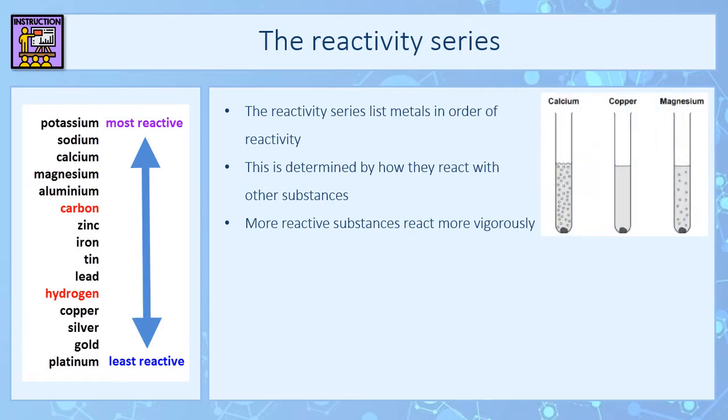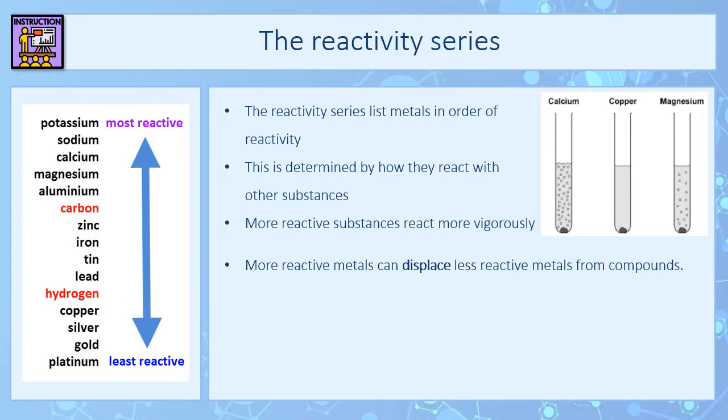So in this diagram here, you can see calcium, copper and magnesium. Calcium is reacting most vigorously. You can see the bubbles of gas are most vigorous in calcium's test tube. Magnesium is the next most reactive, and copper isn't reacting at all, so that tells us it's least reactive. If we compare that to the reactivity series on the left, you can see that that's the same order that we see there.